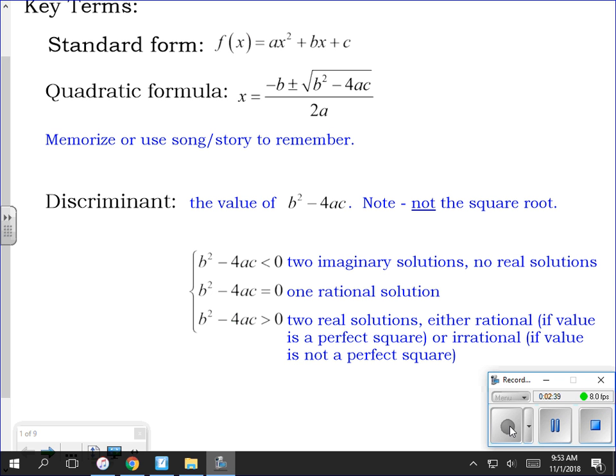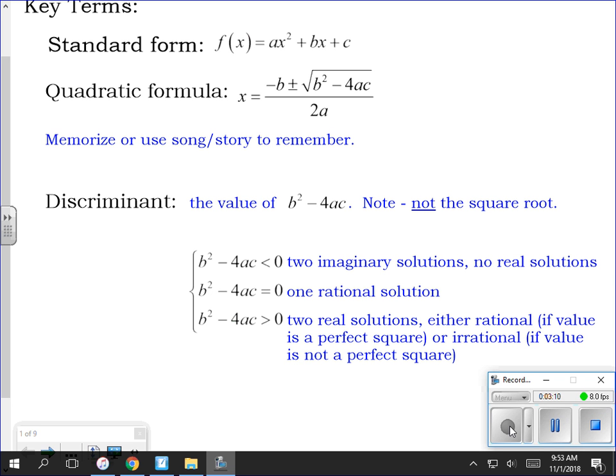And so if the discriminant, b squared minus 4ac, is less than 0, i.e. negative, that means the number underneath the square root is negative, so I have two imaginary answers because the square root of a negative number is an imaginary number. I have negative b plus or minus an imaginary root. So it's b plus that, b minus that: two imaginary roots.